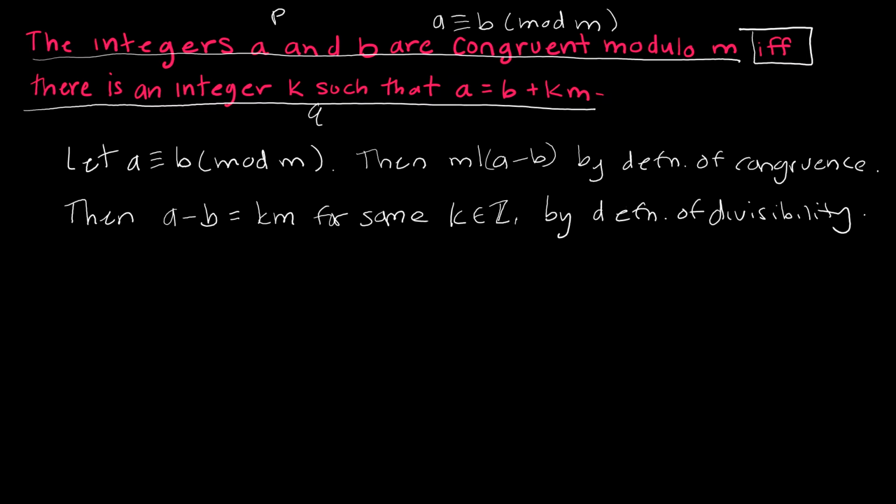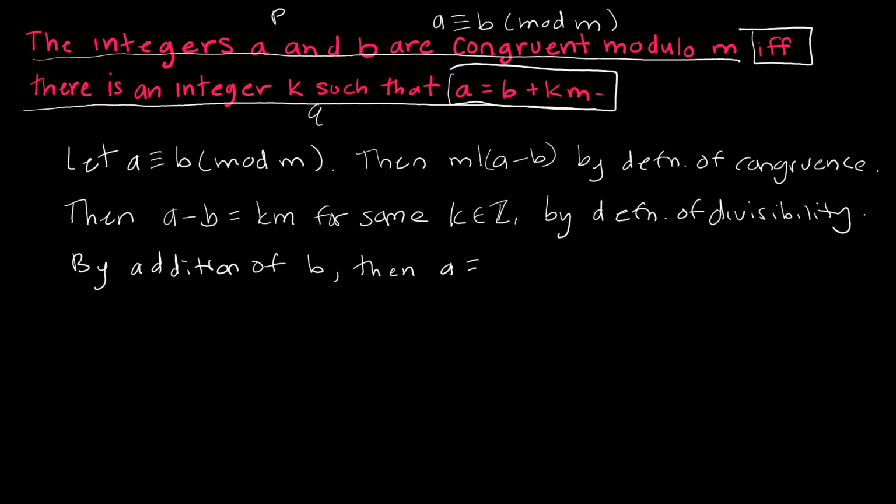Now think about where I'm trying to get to. A is equal to B plus Km. I'm really close here. By addition of B, because I'm going to add B to each side, then A is equal to B plus Km. So I've shown that if P, then Q must be true.